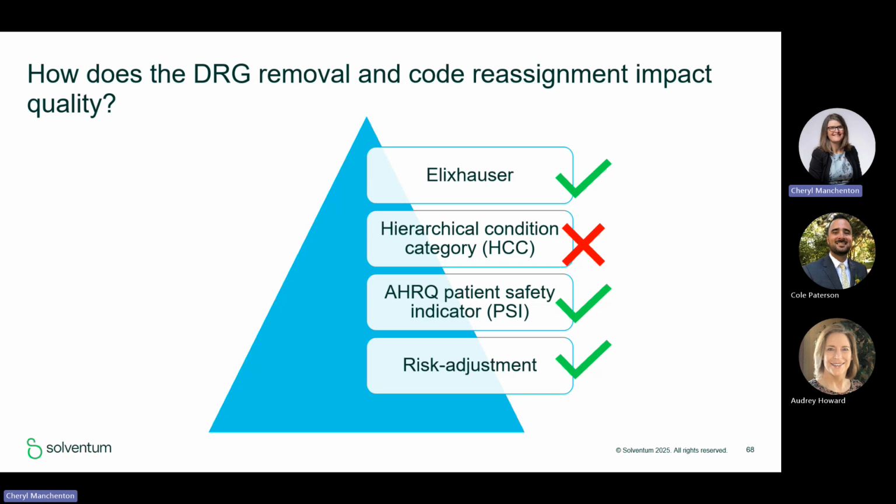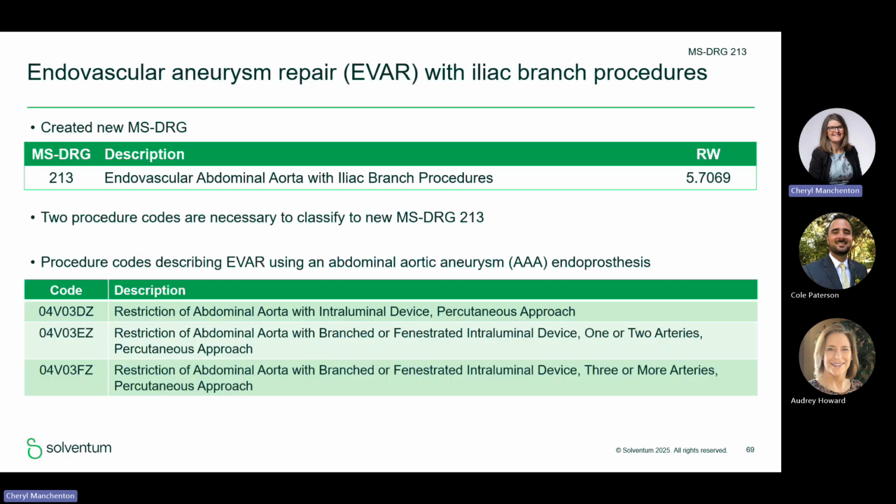So we're going to move to our next set of changes. Now we're moving into MDC 5, the circulatory. So a new DRG was created for endovascular abdominal aorta with iliac branch procedures. So new MSDRG 213, the relative weight for this is 5.7, so it is pretty hefty weighted. Two procedure codes are necessary to classify to this new MSDRG.